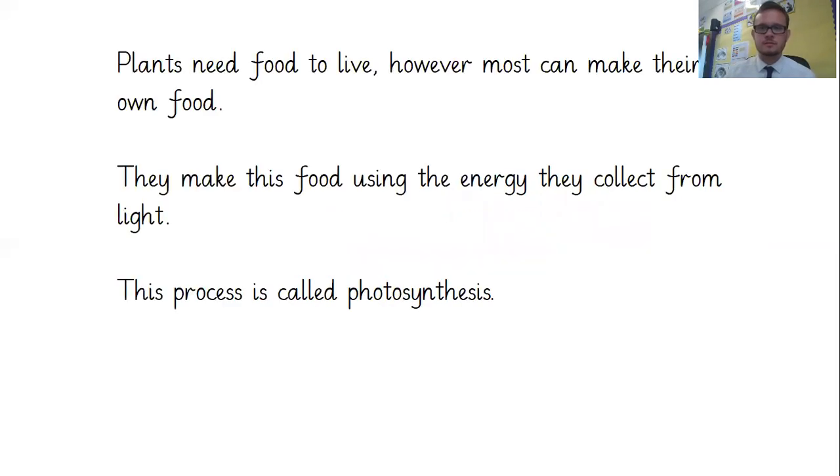You may have guessed what to create because I've talked about it before in previous lessons. Okay, so hopefully you can see all of this. If not, I'm going to read it out for you, but I'd like you to write this down as I'm reading because this is important. Plants need food to live. However, most can make their own food. They make this using the energy that they collect from the light. And this process is called photosynthesis. Pause the video now and write down these sentences.